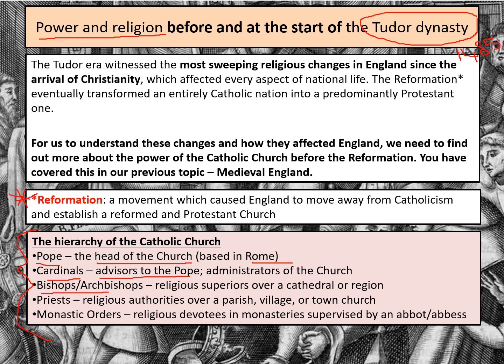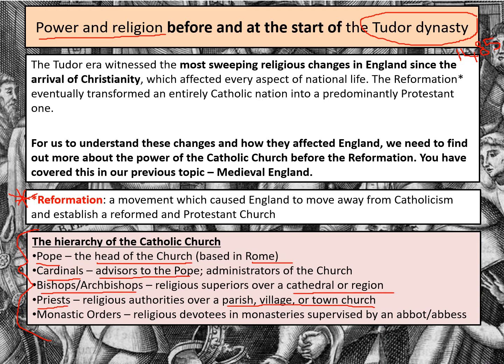Now, the bishops and archbishops are also quite important. They tend to be quite superior over cathedrals or regions. So, for example, we looked at Thomas Becket. He was an Archbishop of Canterbury. We also have an Archbishop of York, for example. These are religious superiors, people who control regions of the country for the church. We also have priests in the Catholic Church. So basically they are religious people that have some authority over a parish or a village or a town. So you might have a parish priest that might be your local priest in your local church.